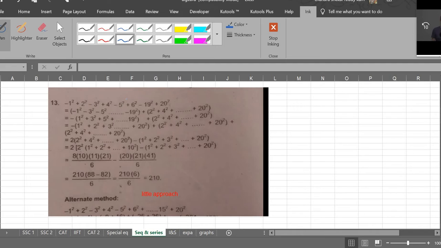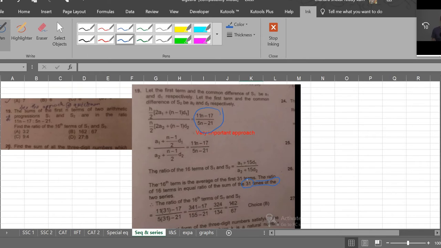We will separate it till here. We can take out 2's and we can calculate the sum of this. We'll introduce 2's in here and we'll proceed further from there. Here is a very important approach.